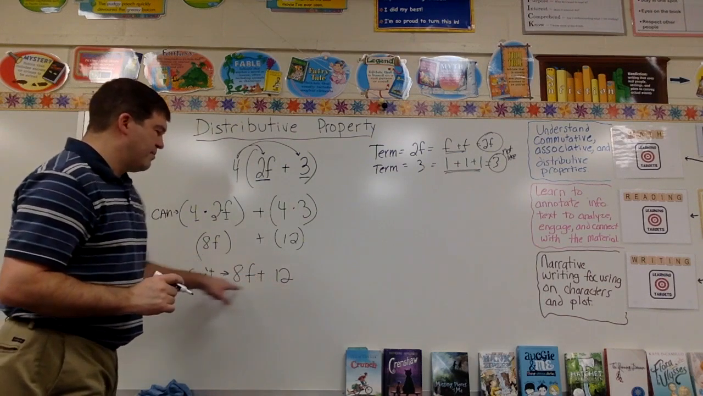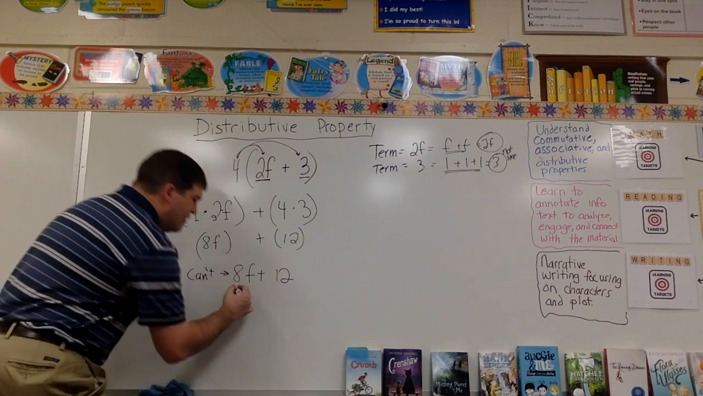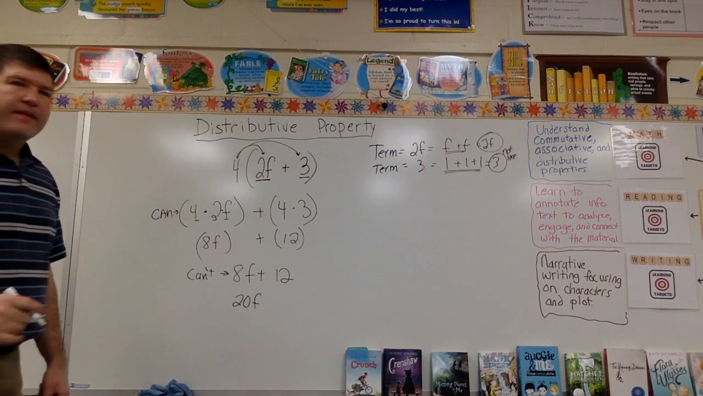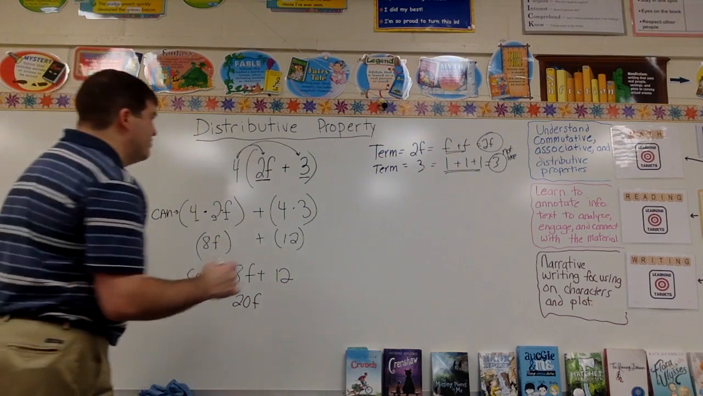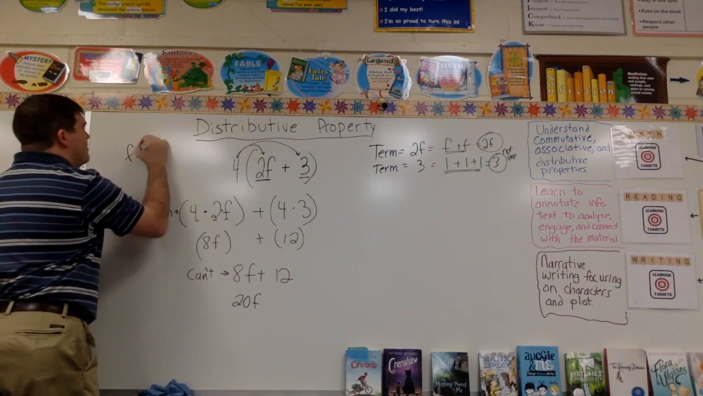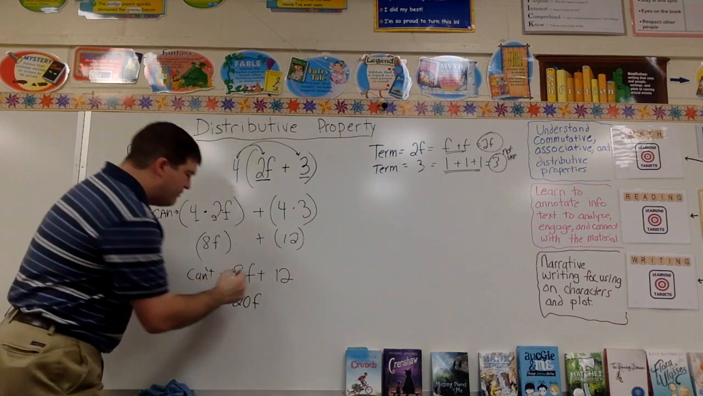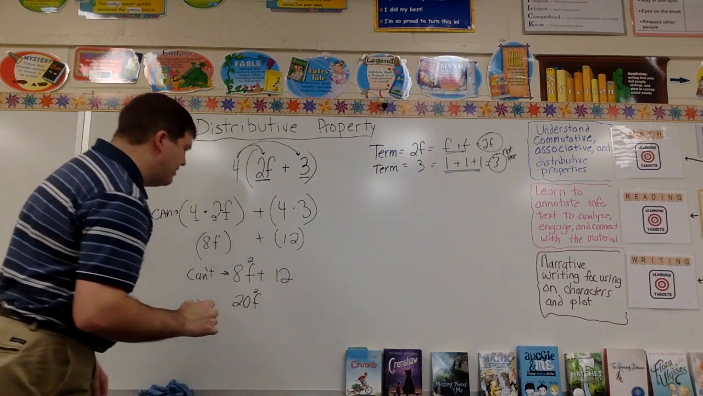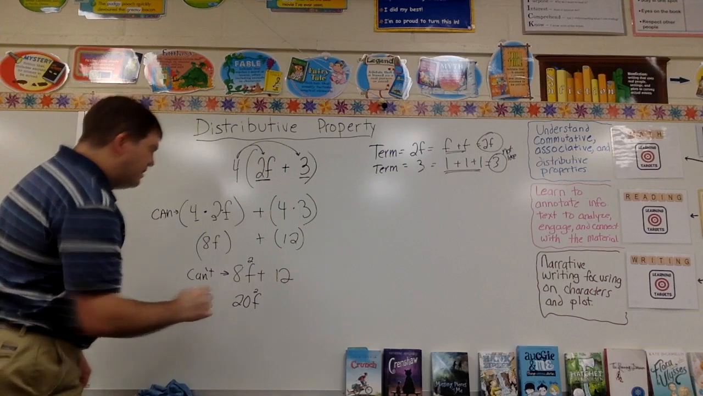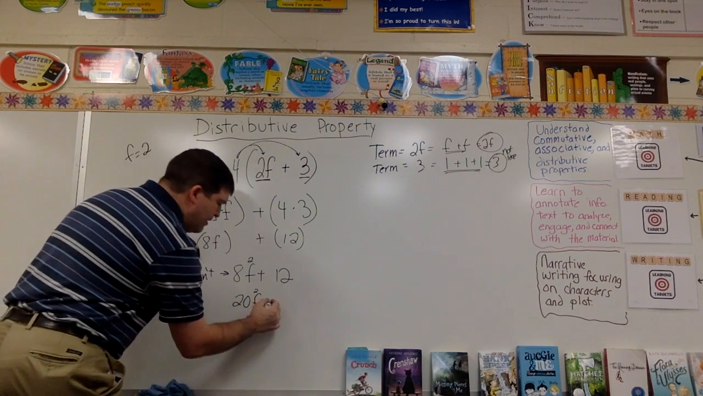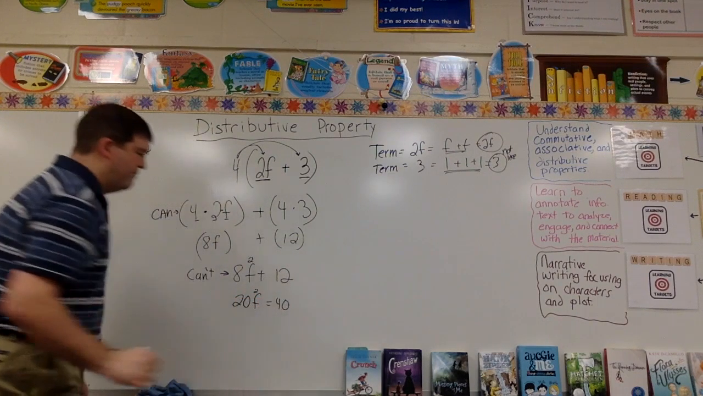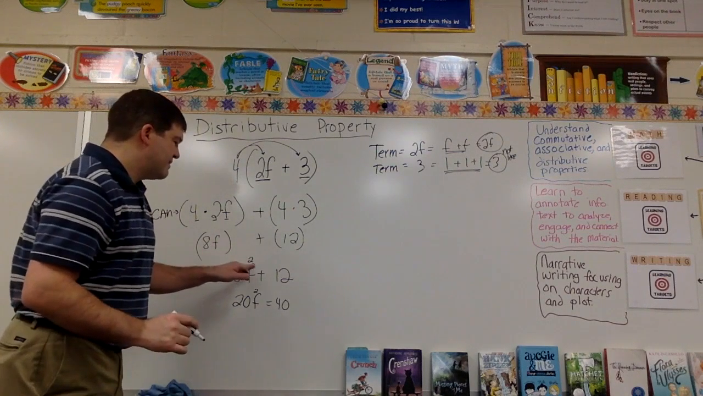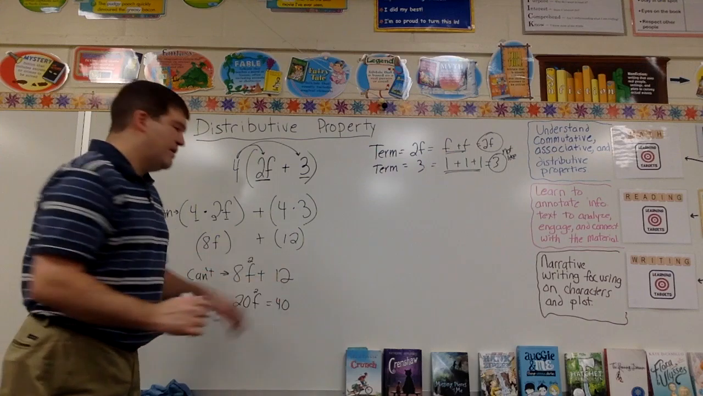If I try and simplify this or put it together, you'd say I have 20f. Okay? Now, say f equals 2. So if f equals 2, I'm going to put my 2 right here and put my 2 right here. Okay? 2 times 20 equals 40. Now, 8 times 2 is 16. 16 plus 12 is 38.